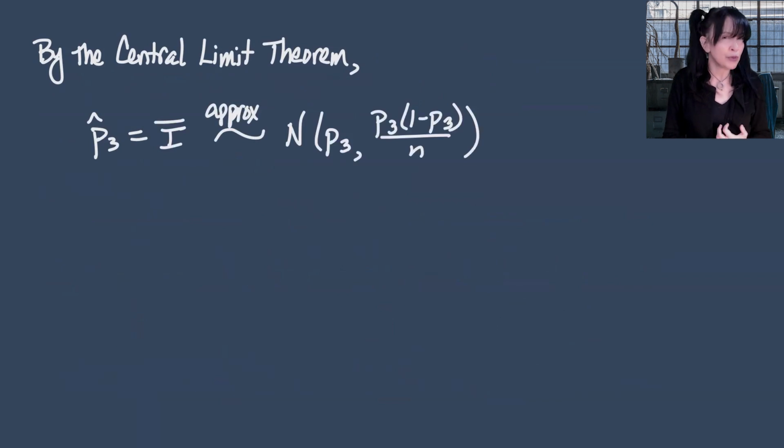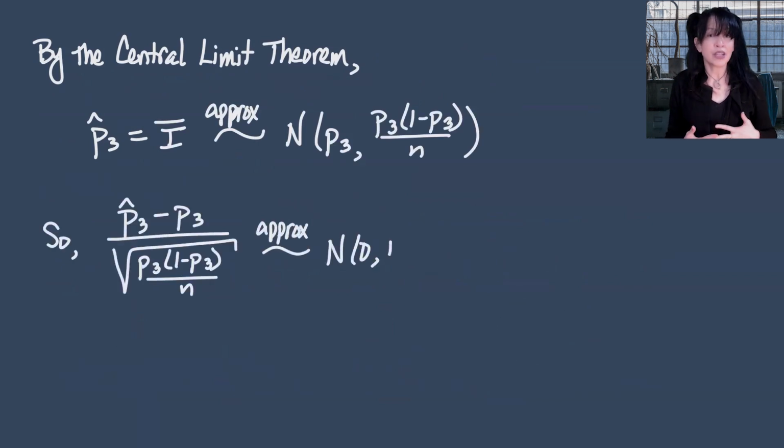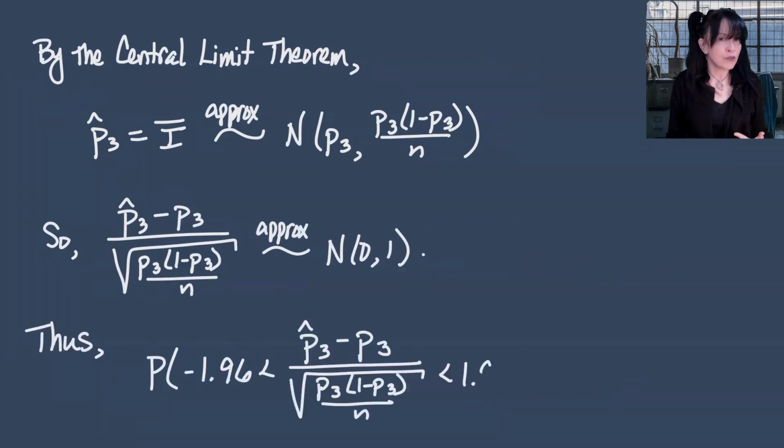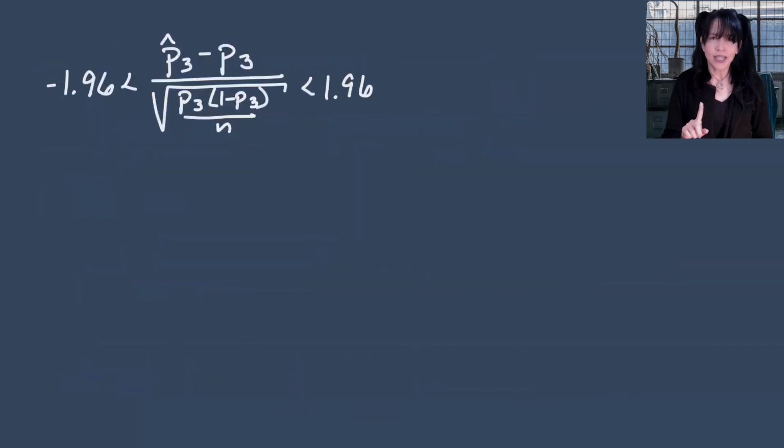So if you take P3 hat minus P3 and you divide by the square root of its variance, you have something that has an approximate standard normal distribution for large sample sizes. Now, this means that if you want to look at, say, a 95% confidence interval, you want to put this approximately standard normal value between the two critical values of negative 1.96 and positive 1.96. In other words, we're going to have this quantity between negative 1.96 and positive 1.96.